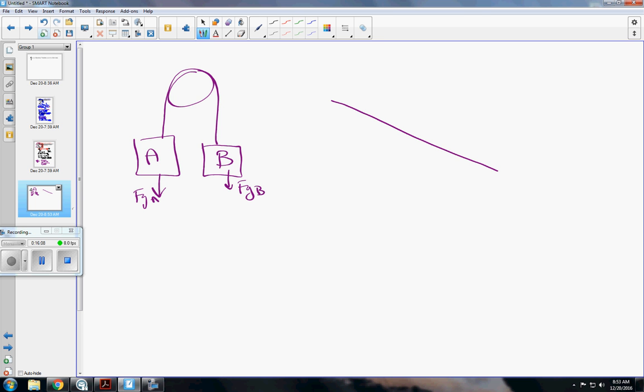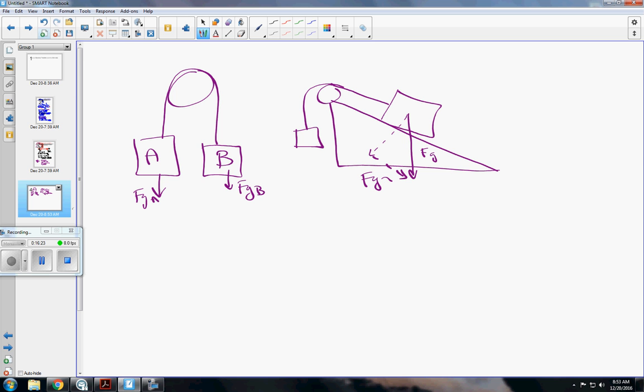You could have something where it's on an inclined plane and you have one block hanging off the edge and one block here. And in that situation, you would just have a component of your force of gravity causing the acceleration. So that would be Fgx on A, and then force of gravity on B. So those would be the two forces affecting your acceleration. So it just depends on the situation, but you can apply the same logic for both of them.